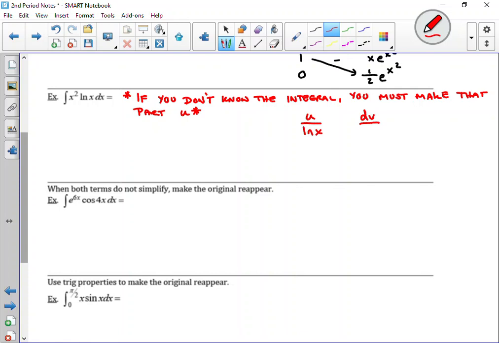Now our dv is going to be x squared, and you're going to help me through this. There's only one way that I can do this, because I don't know the integral of u, but I do know how to take the derivative of u. So u is natural log x. What's the derivative of natural log x? Would the integral of natural log x be x times natural log x minus 1? Because x ln x minus x.